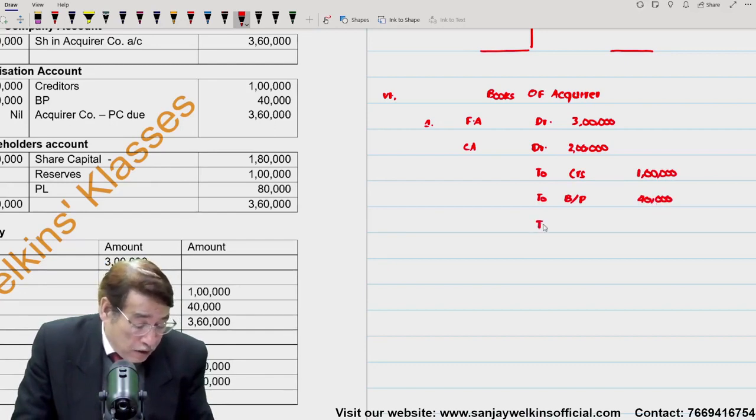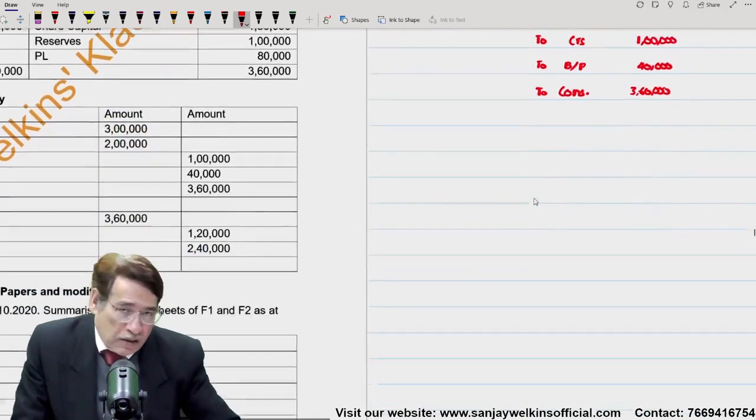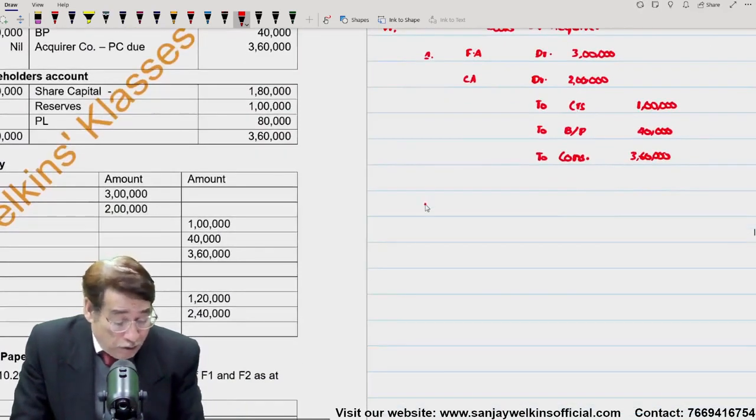And I will write here, to consideration. Consideration, we computed. Consideration was 360,000. This time again, there is no balance, correct? Neither goodwill nor any capital reserve. Now we come over to the second point.